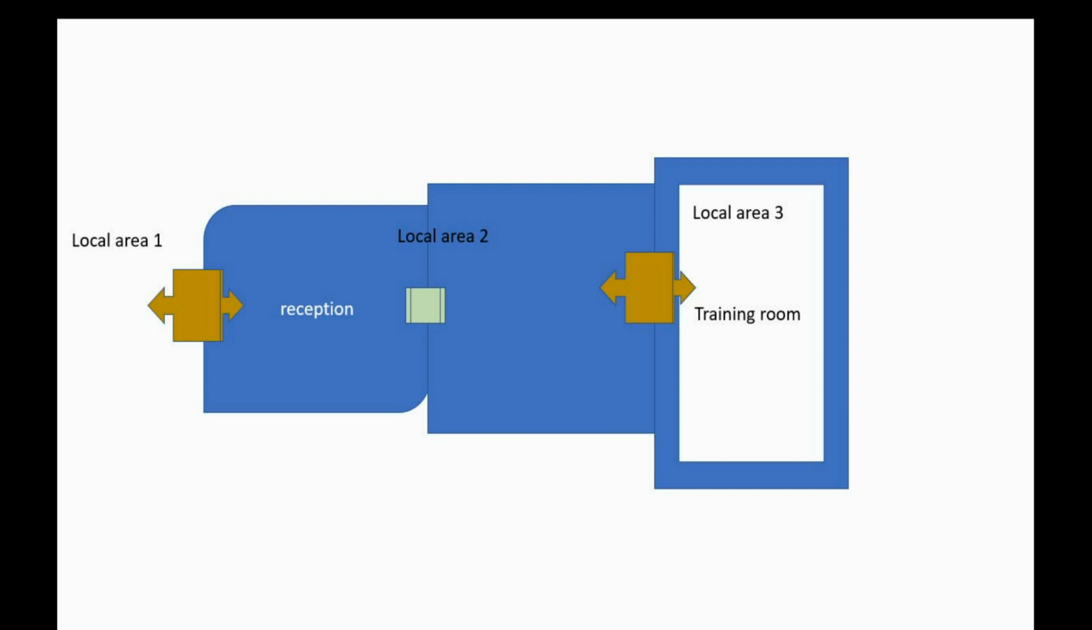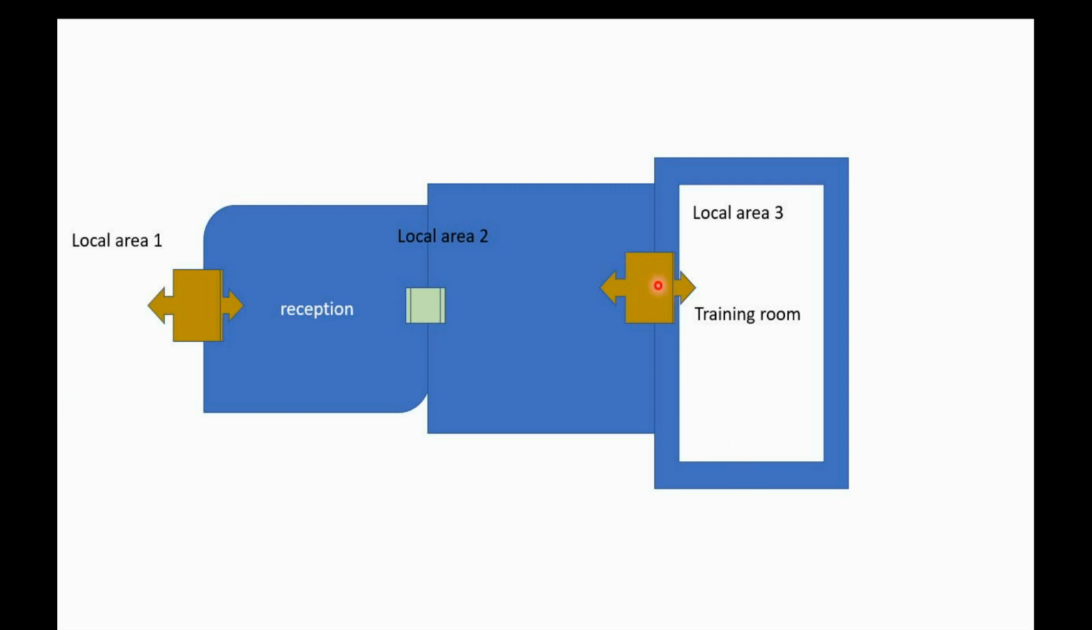Now, let's move on with the programming. So we're clear, we have local area 2, local area 3, local area 1. Those are labeled. It's up to you. You just need to make sure you know which area is which.